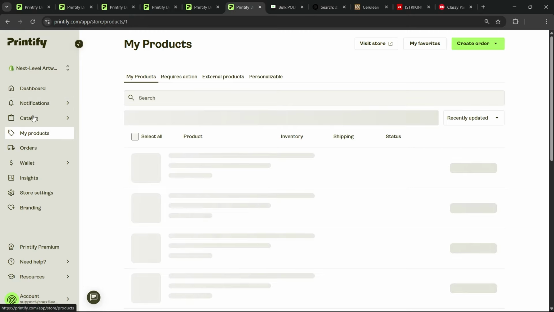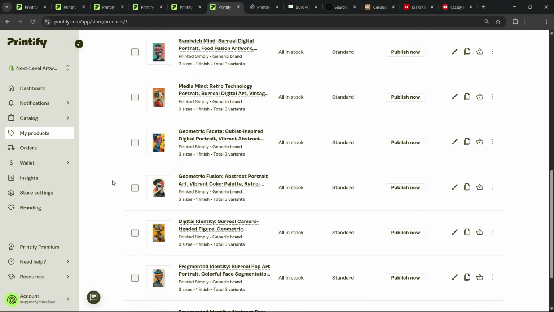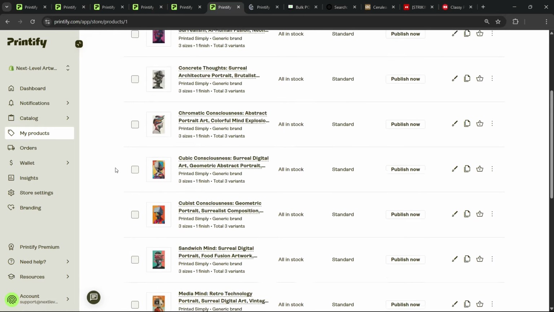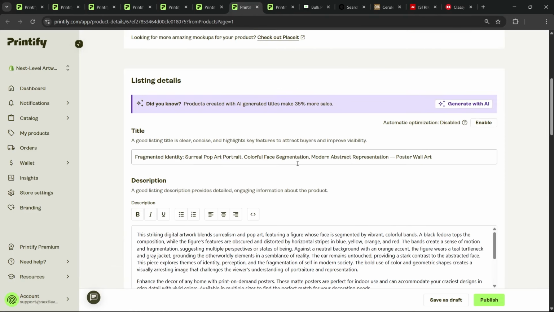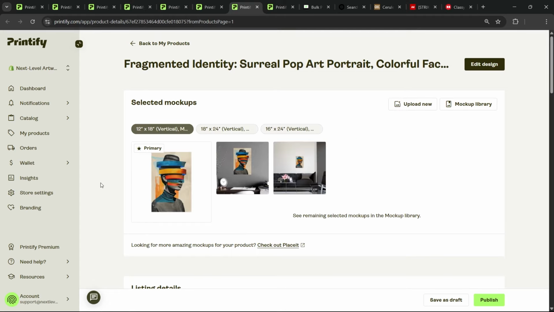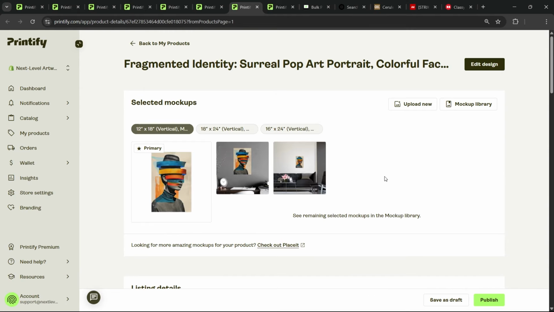So we're going to go back to our products page here and click refresh, and then we'll take a gander at some of the created outputs. So here we are. We're going to pop a couple of these bad boys open. We'll just sort of select random assortments. This first one here, the title that it came up with, fragmented identity, surreal pop art portrait, colorful face segmentation, modern abstract representation. Super accurate. Absolutely nailed it on that.